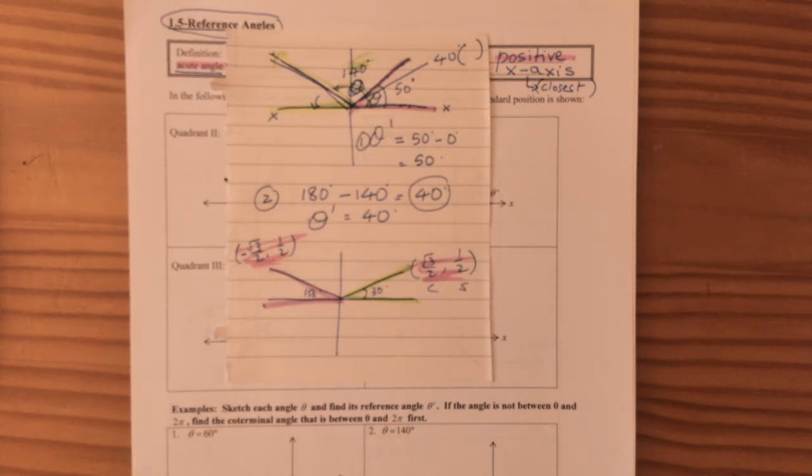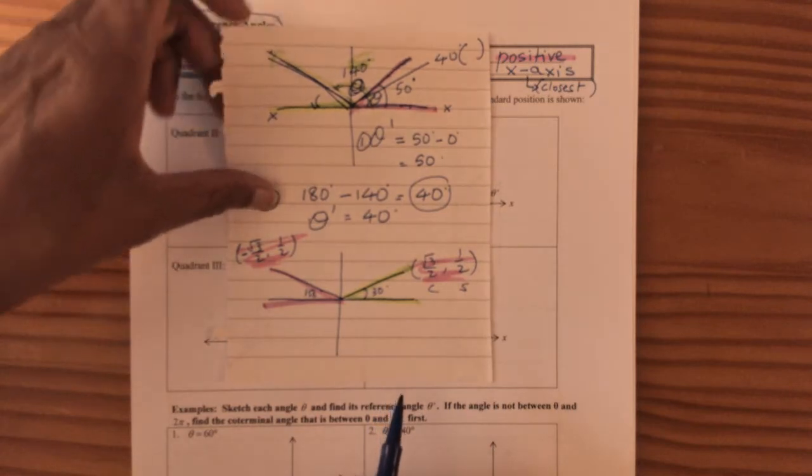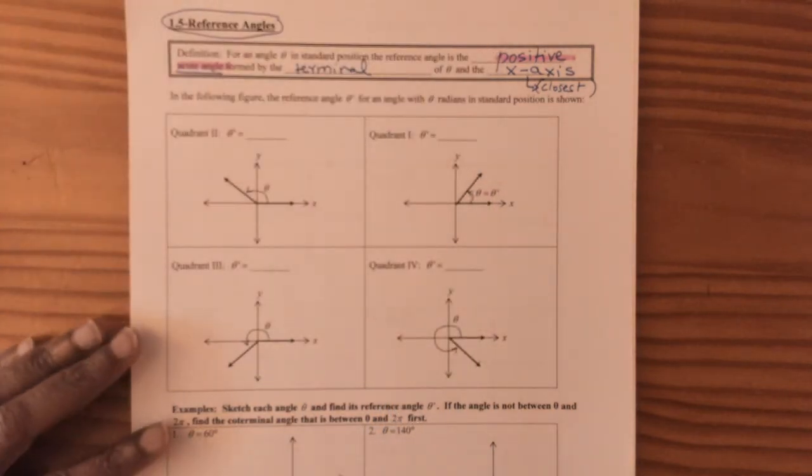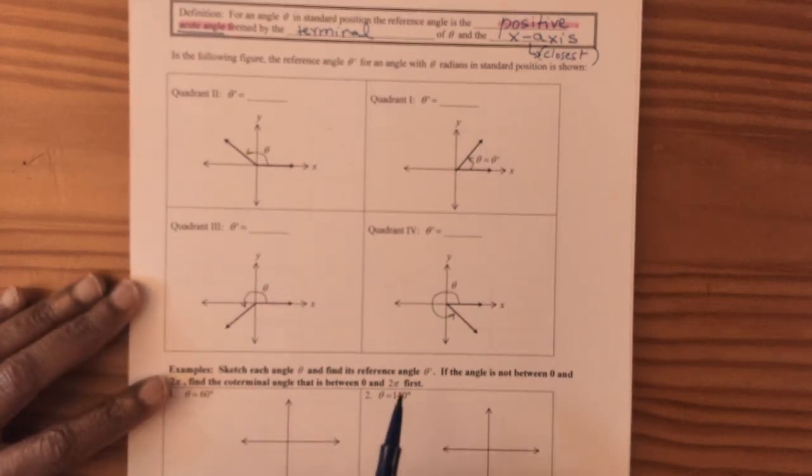So reference angles are basically angles which have the same coordinate values, except the signs will be different because they are in a different quadrant. That's what we mean by reference angles. When I do some of these problems, it will get clearer, but let's quickly look at these.